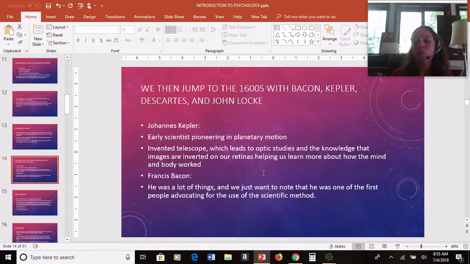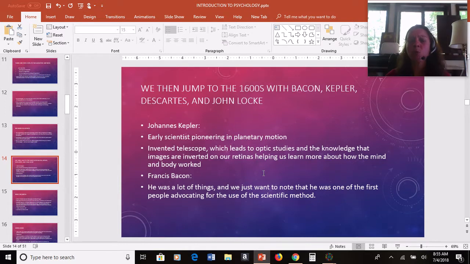Why it's important that we include him in psychology is because of his invention of the telescope. When Kepler created the telescope, that helped lead us to more studies about optics, about our vision and how we see. It led to us learning how our eyes work: when we bring information in, it's actually reversed, but the light bounces in and then our retinas and all the nerves in the back of our eyes reverse it so that we see the world around us the way that we do.